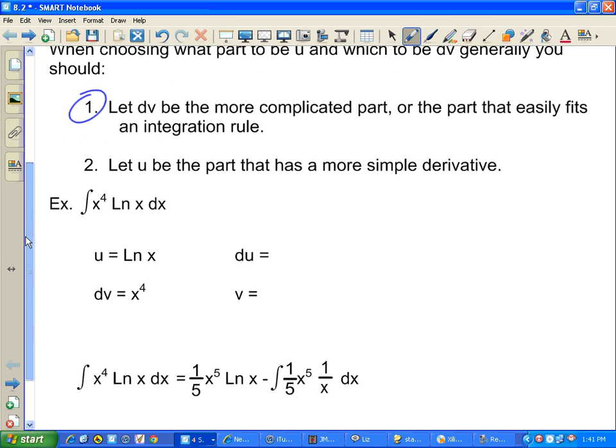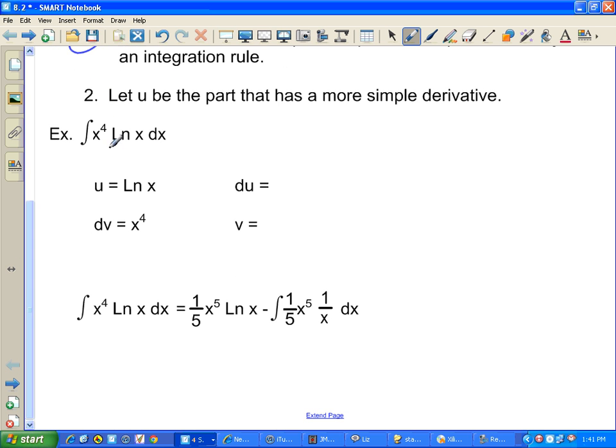Okay, so let's look at one example. I'll do a couple more after this. In this example here, I've got two parts. I've got the x to the fourth, and I've got the ln of x. Well, looking at the ones that are going to have an easier derivative, the derivative of ln of x is 1 over x. So that's a really easy derivative. So I'm going to have that be my u, and I'm going to have the x to the fourth be my dv. So I'm going to have to integrate this now to get what my v is.